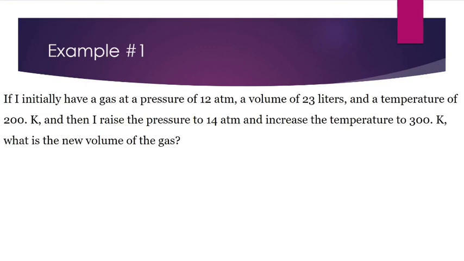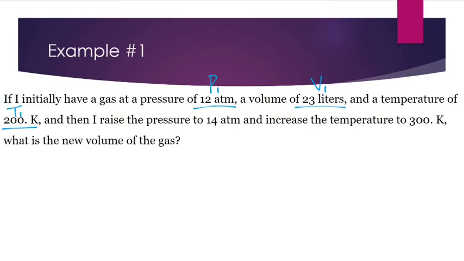So here it says, if I initially have a gas at a pressure of 12 atm. So it told me that's a pressure, so I'm going to go ahead and label that P. And since it's my first pressure, that seems to be my initial conditions, we'll call that P1. And a volume of 23 liters. Well, this is our volume, and since it goes with our P1, that's our V1. And a temperature of 200 K. That's going to be our T1.